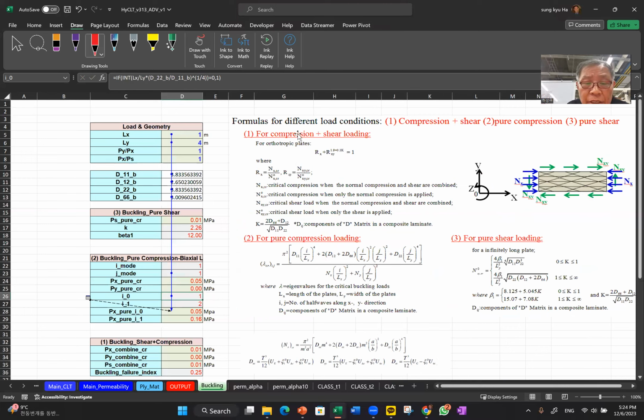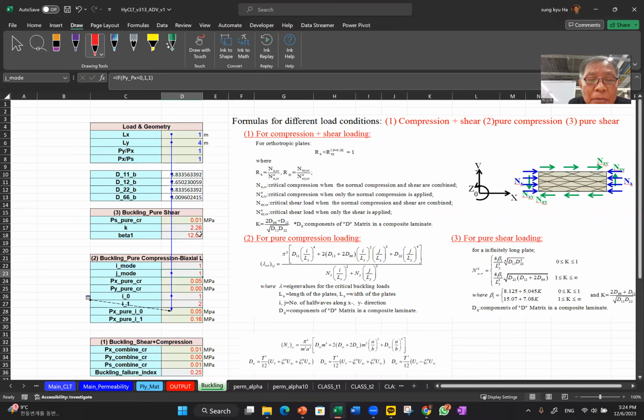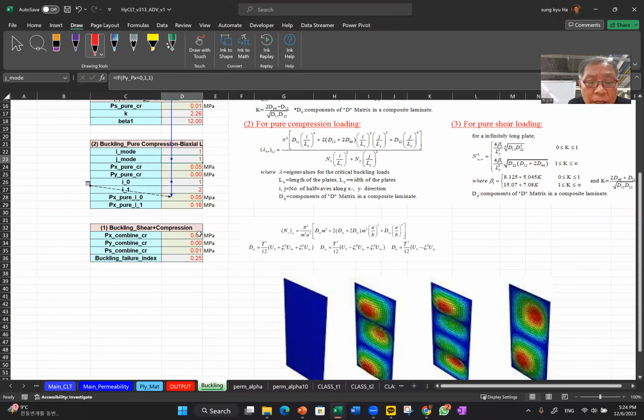It has compression and shear, pure compression and pure shear. We have different equations. My point is that the modes 1 and 2 have to be related. Mode shape is related to the critical load. That's why the mode is critical in calculation of the buckling load.